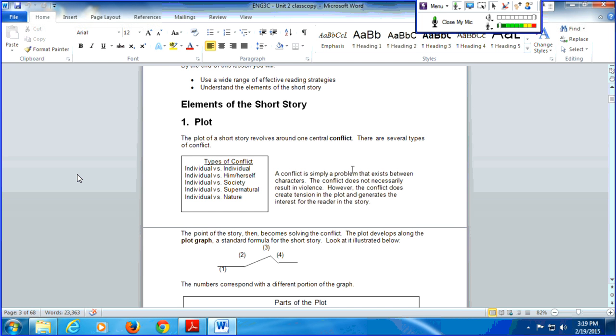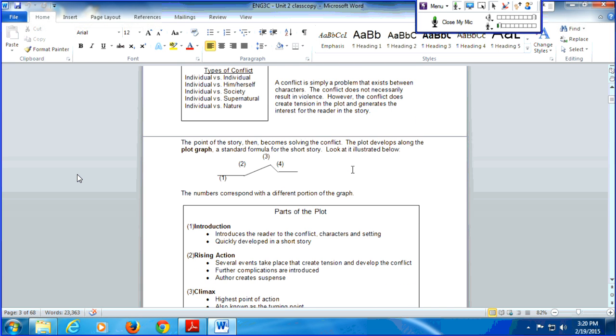So the point of the story then becomes solving the conflict. The plot develops along the plot graph, which is the standard formula for a short story. This is the same thing you could use in the novel To Kill a Mockingbird as well. It's applicable to both novels and short stories. So you see you have a graph there that starts flat, it goes up gradually, and then it drops off suddenly.